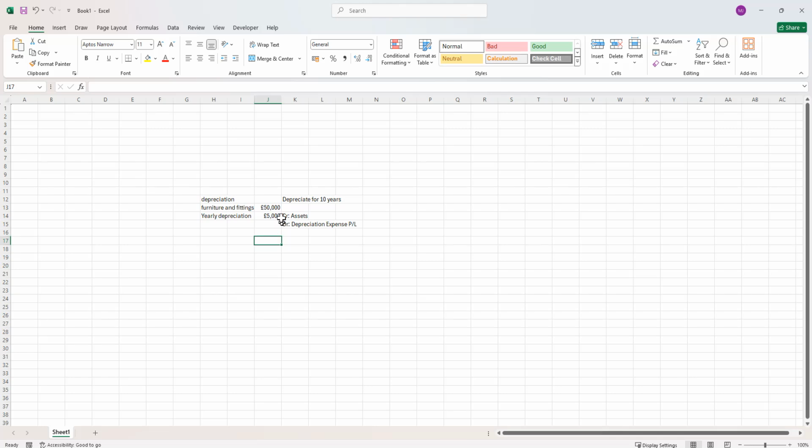So let's say the asset was bought in 2020. I want you to pay attention, and with this I believe you will get it. So we are in 2025 now. Let's assume we've taken 5 years at 5,000, times 5 years, right? We've depreciated 25,000 of this asset.